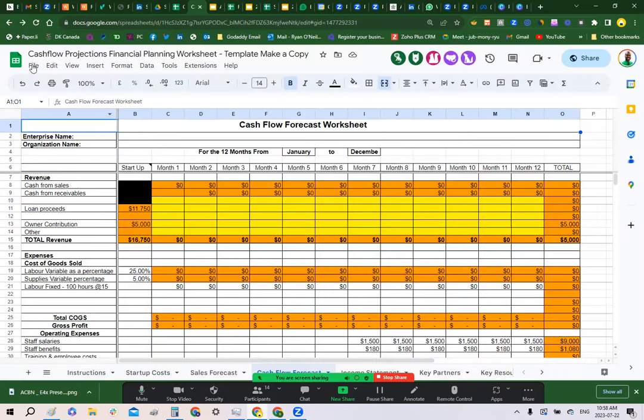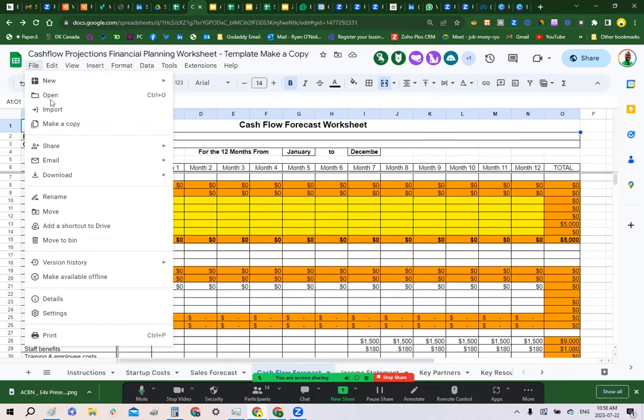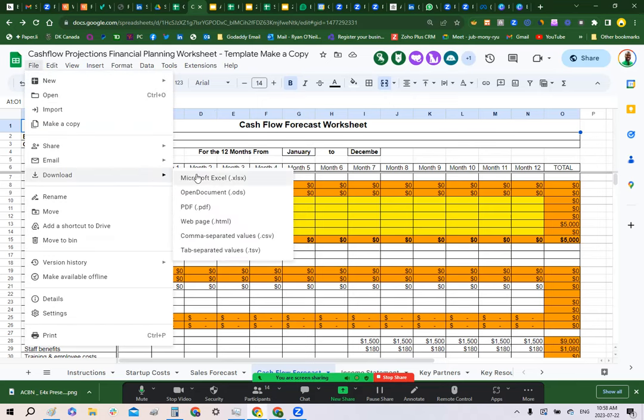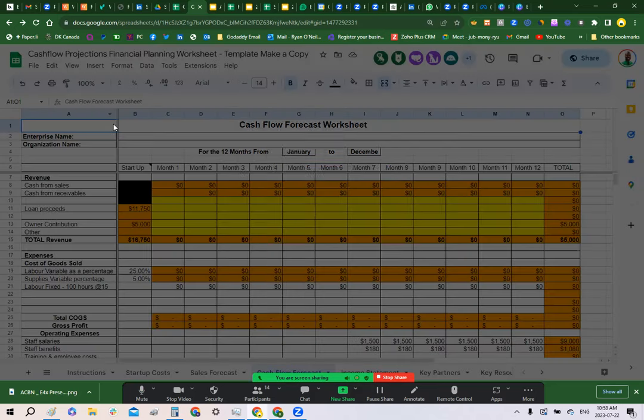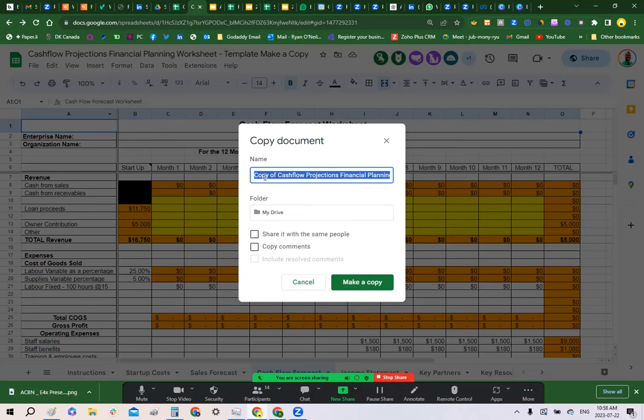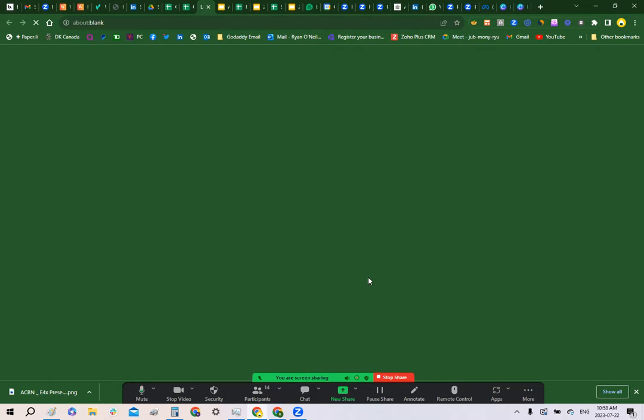So as I was saying, in the top left where it says File, you can download it as an Excel file, or you can make a copy of it. And then when you make a copy, you can name it. You can put a name on it, and you can take off the end part where it'll be your cash flow projections. So you can put your name and your company, then you can make a copy.